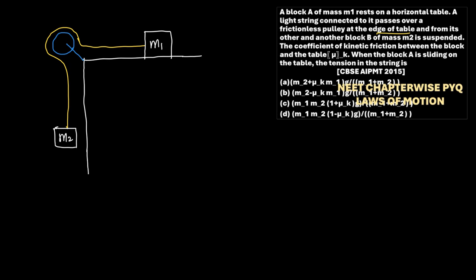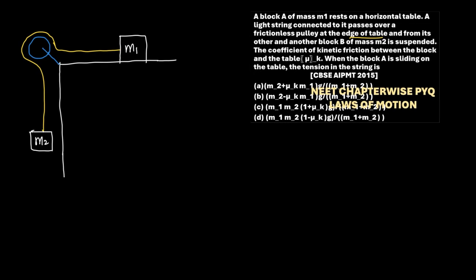It is given that block A is sliding on the table, which means block A is moving towards the left, which means m2 would be moving vertically downward. It's also given that there is kinetic friction. So say there's friction on this table, and the coefficient of kinetic friction is given to be mu k. It's a very simple question.